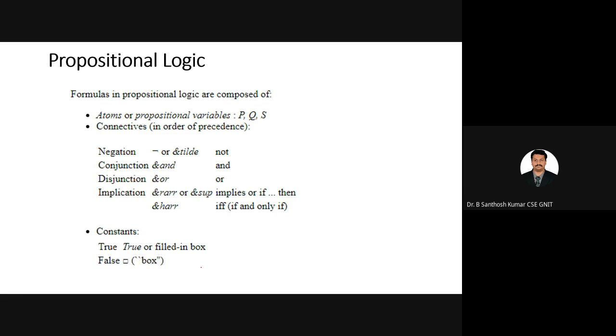Then implication. For example, we use arrow marks. When you write A implies B, it means there may be some condition: if A is true, then you can go for B. There may be some default conditions we can also apply. Implies can be read as if-then or if and only if. Like that we can use.